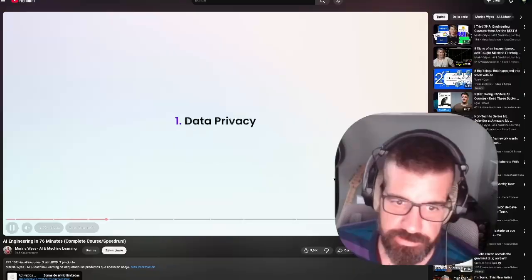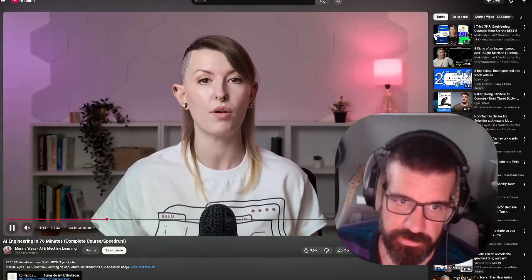Whether to host a model yourself or use a model API depends on several factors. First, data privacy. If your company has strict data privacy policies that prevent sending data outside the organization, externally hosted model APIs are not an option. There's also the risk that API providers might use your data to train their models.